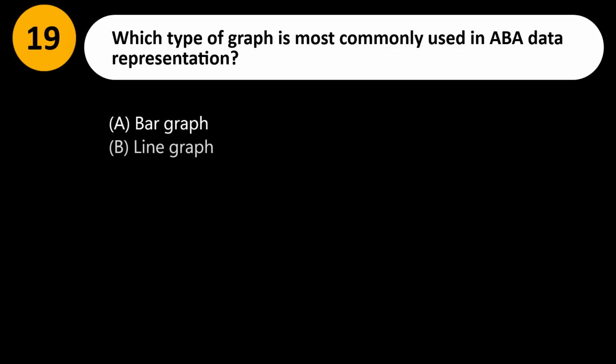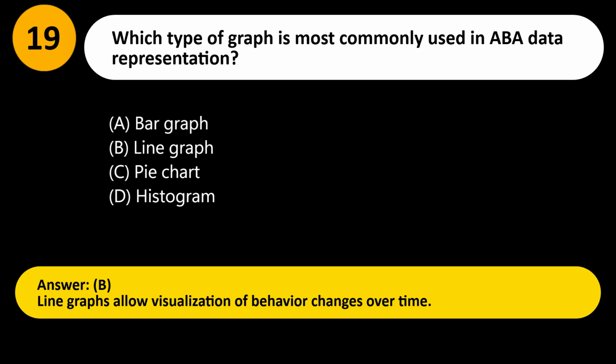Which type of graph is most commonly used in ABA data representation? A. Bar graph. B. Line graph. C. Pie chart. D. Histogram. Answer, B. Line graphs allow visualization of behavior changes over time.